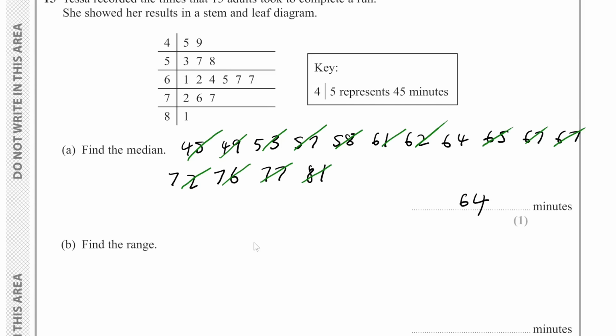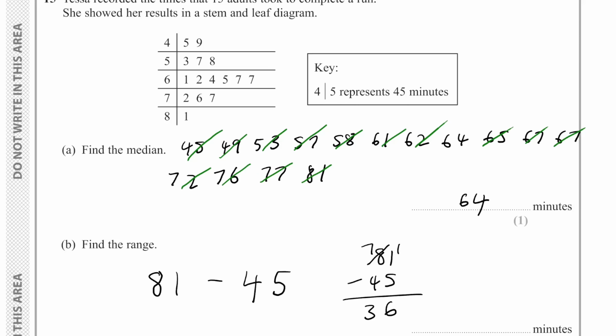Find the range. So the range is the biggest number, 81. Take away the smallest number, 45. 81 take away 45 is 36.